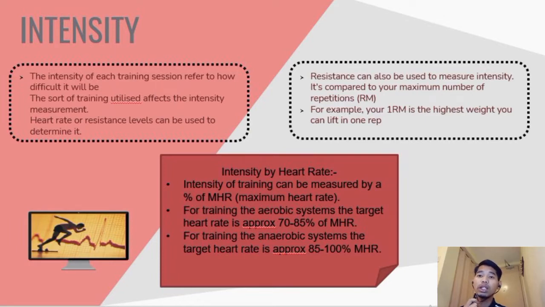For training the aerobic system, the target heart rate is around 70 to 85% of your maximum heart rate. For training the anaerobic system, the target heart rate is around 85% to 100% of your maximum heart rate.